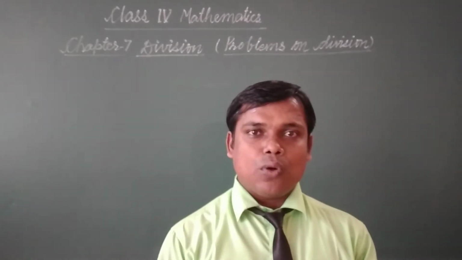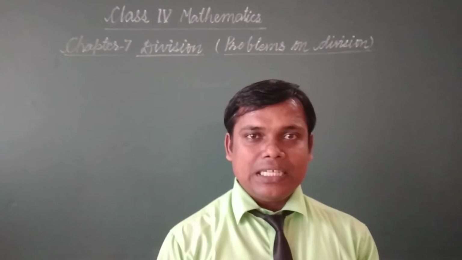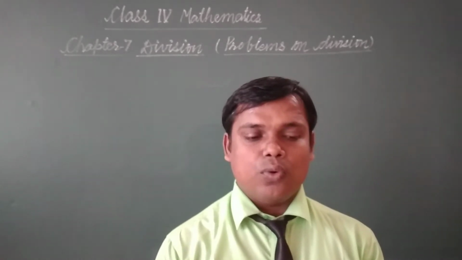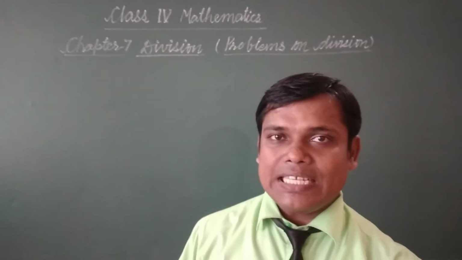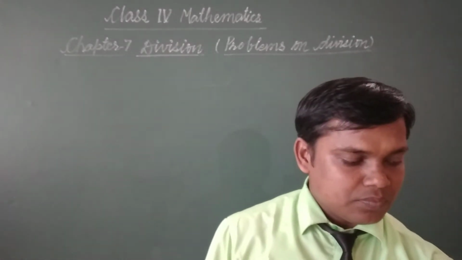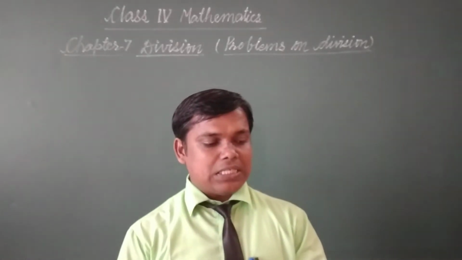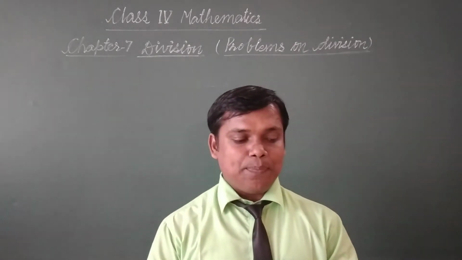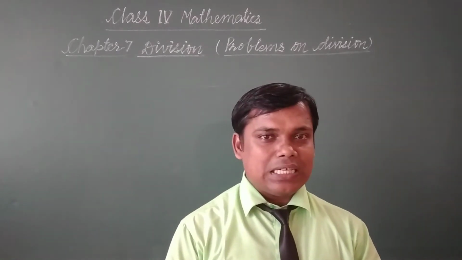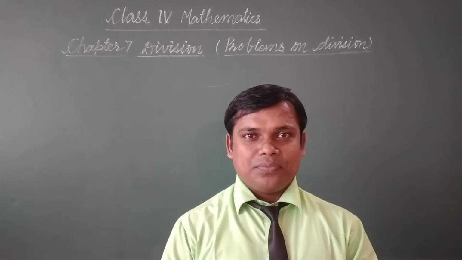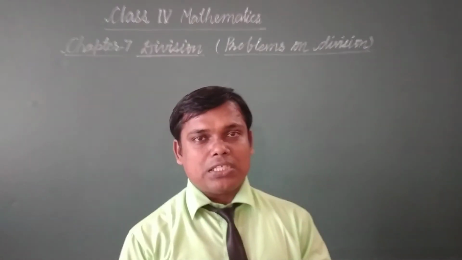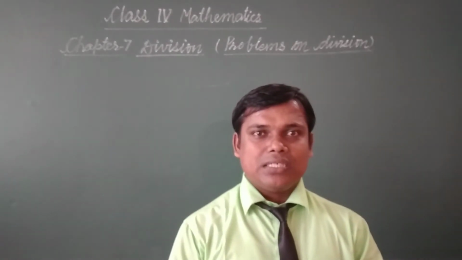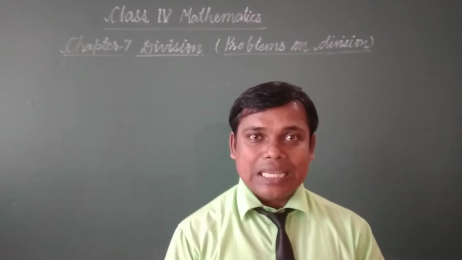All of you open your book and read question number 1 of exercise 7.4. The first question is here. The price of 26 tables is rupees 12,350. Find the price of one table. In this question, it is given the price of 26 tables, and you have to calculate the price of one table.